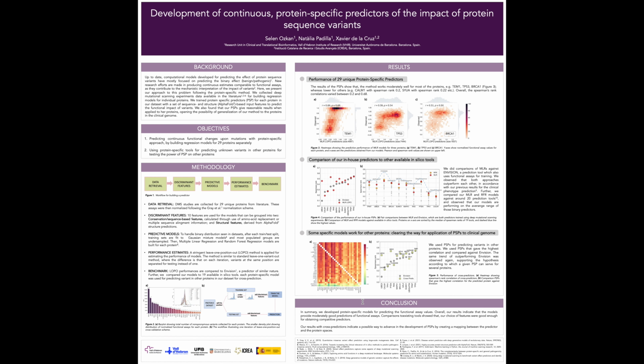So in conclusion, we developed 29 protein-specific predictors to predict the functional assay values. Our results show that our choice of features is well chosen to perform a moderately good predictive ability. Our next step is to focus on especially those proteins with poorer performance and to see if the performances can be improved by addition of other features.